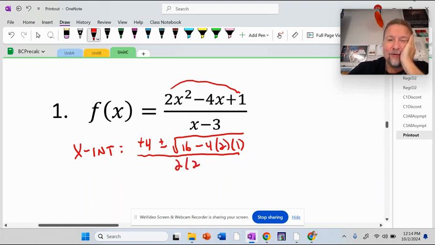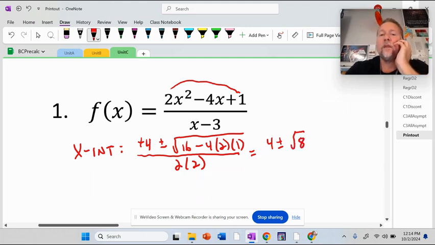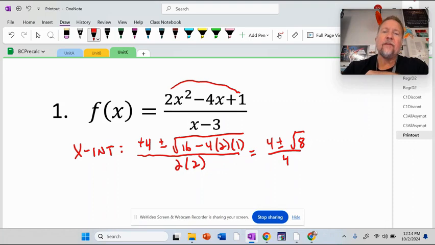All over 2a, b squared minus 4ac. All right, and then equals 4 plus or minus, 4 times 2 is 8. Oh, right. Okay, you know what? I'm going to write this as, I'm doing okay, right? Because then square root of 8 is 4 root 2.